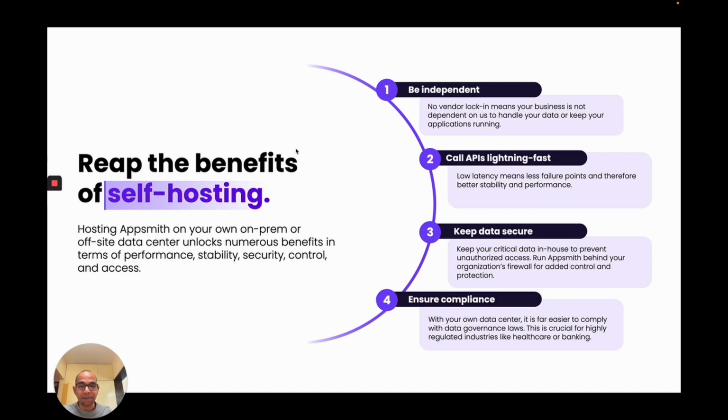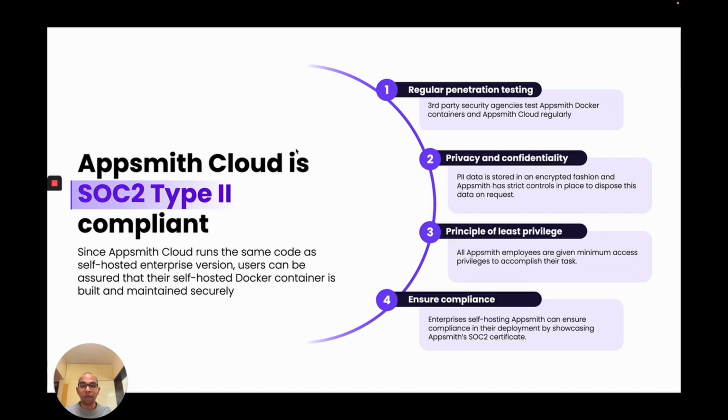Speaking of compliance, Appsmith Cloud is SOC 2 Type 2 compliant. And since Appsmith Cloud runs the exact same code as your self-hosted enterprise versions, users can be assured that their self-hosted Docker containers are built and maintained securely. So how did we achieve SOC 2 compliance? The first is Appsmith regularly engages with third-party security agencies and performs regular penetration testing to test the Docker containers, our AWS cloud configurations, and everything around how we build and deploy software.